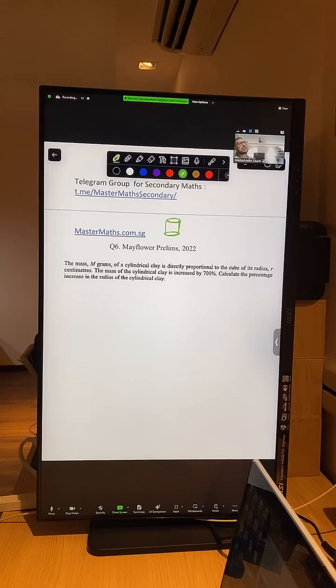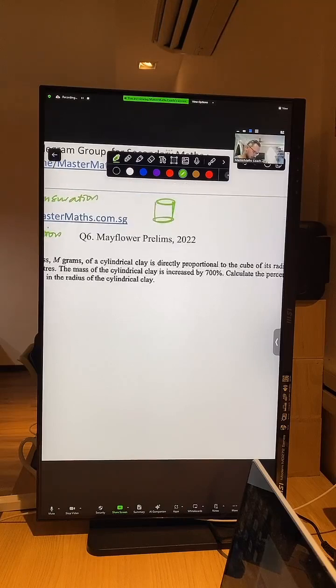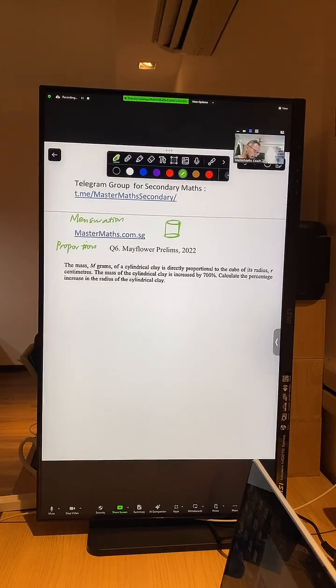Wow, this question already seems like there's mensuration involved. Mensuration, you all know this topic. I don't know if I'm pronouncing it correctly. Usually it's written like that, mensuration. And then there's also proportion. So in O level, they like to combine topics. The mass of a cylindrical clay is directly proportional to the cube of its radius.